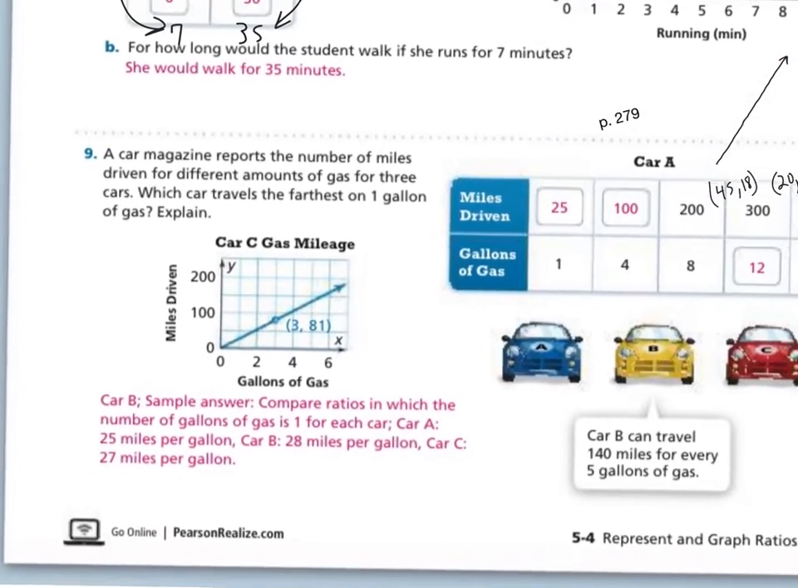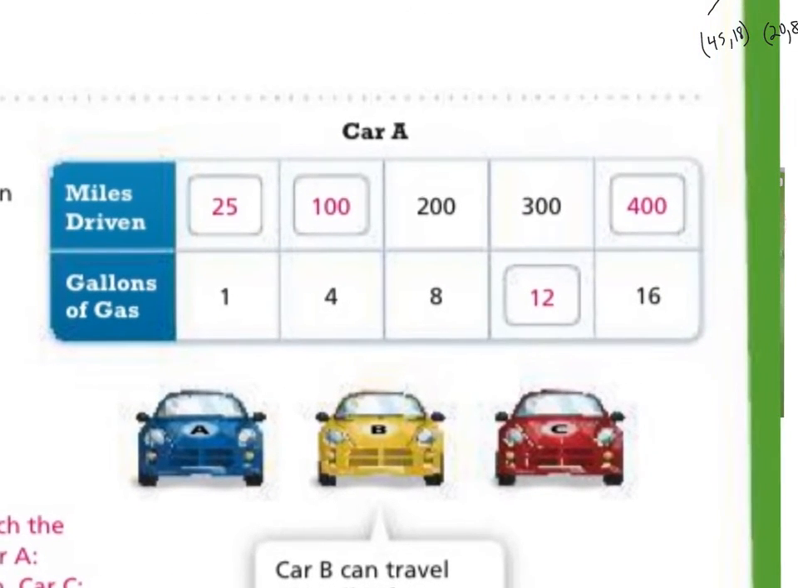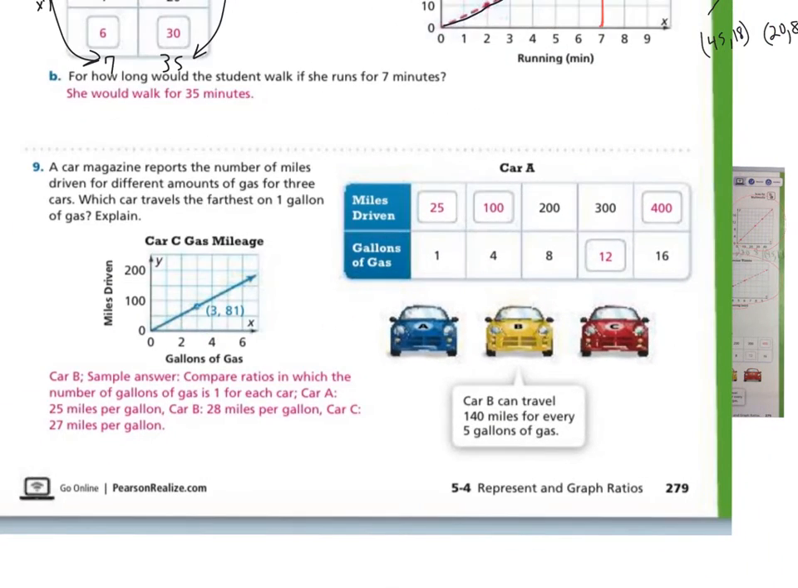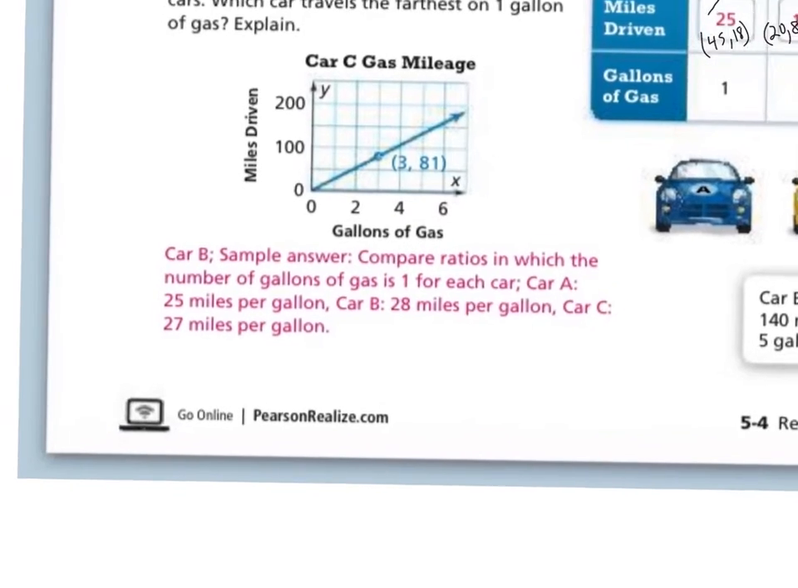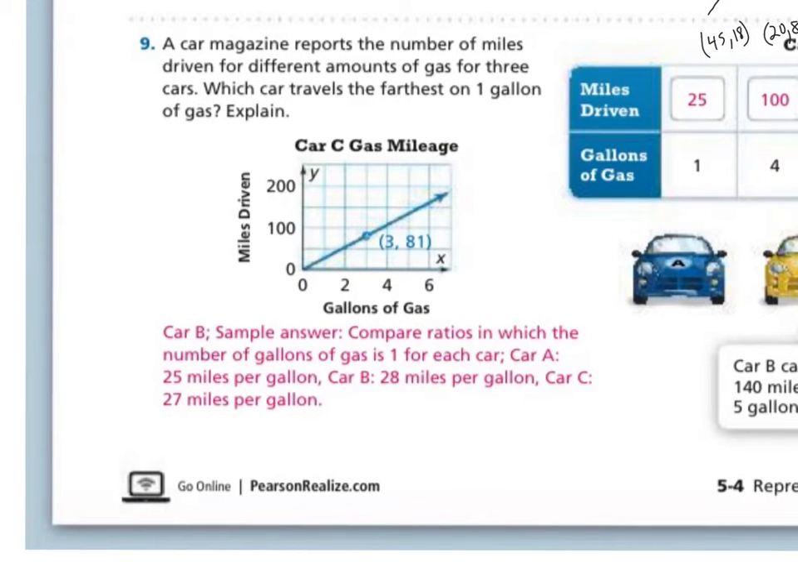Number 9, missing numbers in the table. You can see here, missing miles driven would be 25, 100, and 400. Missing gallons of gas would be 12. And then which car travels the farthest on 1 gallon of gas would be car B.